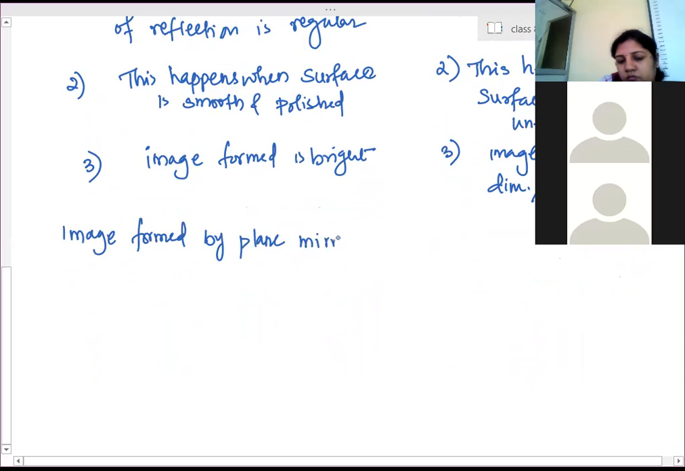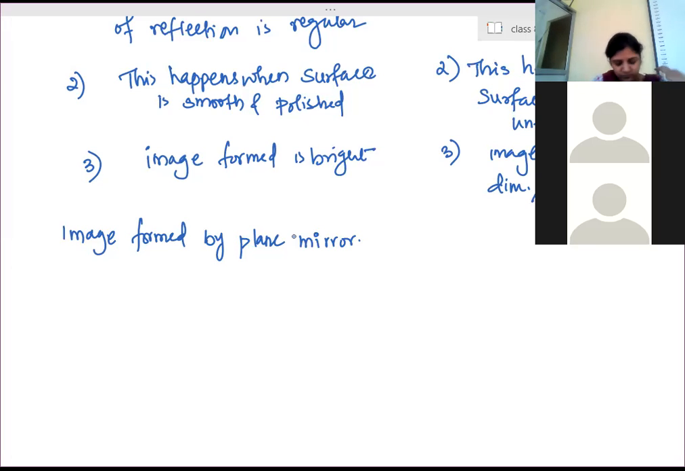Ma'am, we didn't get our portions. We'll get it on Monday, but my teacher told that 2 chapters are omitted. Two chapters, sir? They're not there in the syllabus. That is solar system and air and water pollution. Yes, ma'am.